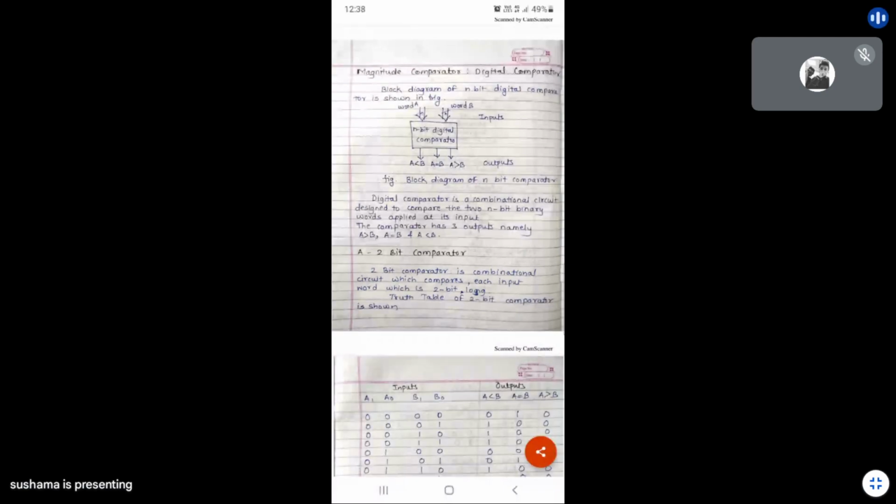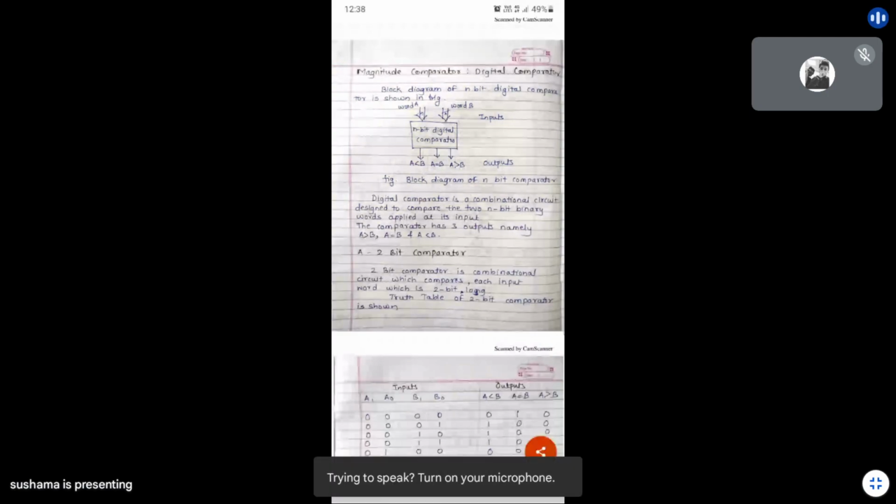The comparator has three outputs, namely, what are the outputs? Because we are comparing things. Suppose I have to compare the number 4 and 5. How are we going to compare? What can I say, what is the relation between 4 and 5? It can be less than, it can be greater than, or it can be equal to. Isn't it? Yes, ma'am.